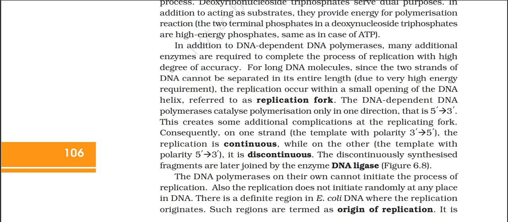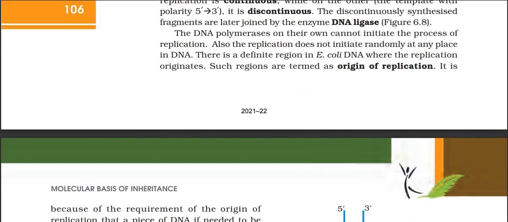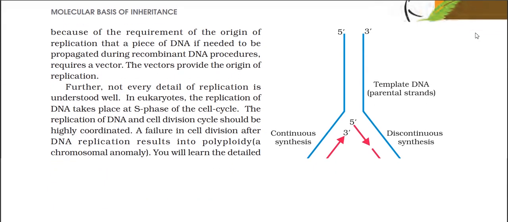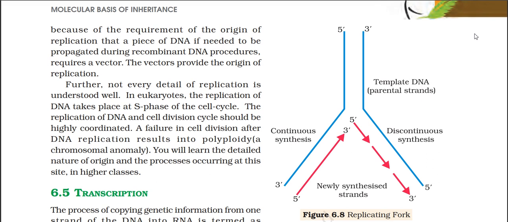The DNA polymerases on their own cannot initiate the process of replication. Also, the replication does not initiate randomly at any place in DNA. There is a definite region in E. coli DNA where the replication originates. Such regions are termed as origin of replication. It is because of the requirement of the origin of replication that a piece of DNA needed to be propagated during recombinant DNA procedures requires a vector. The vectors provide the origin of replication.